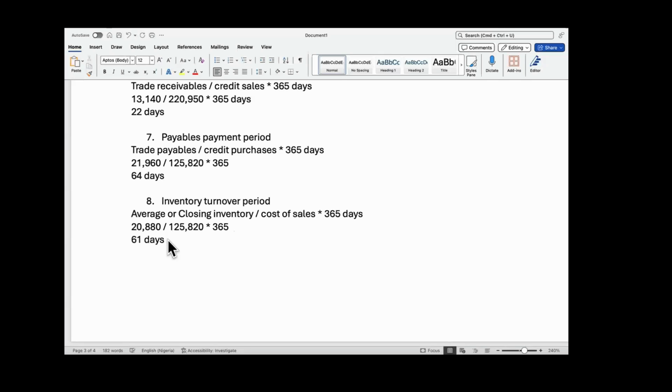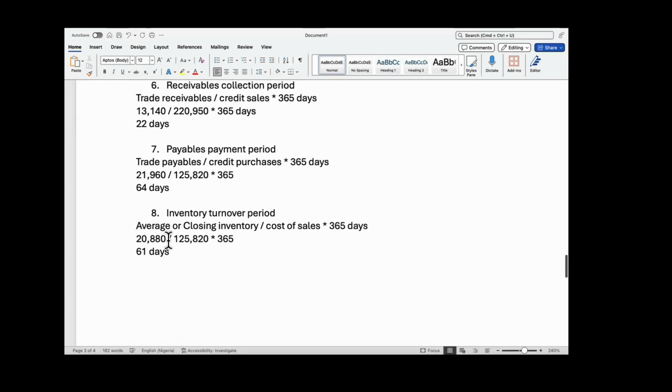And obviously, the shorter, the better. It's better you sell as fast as possible. So that's inventory turnover period.